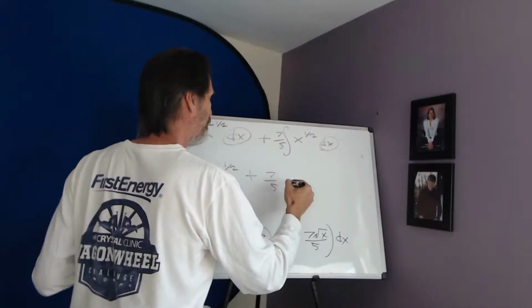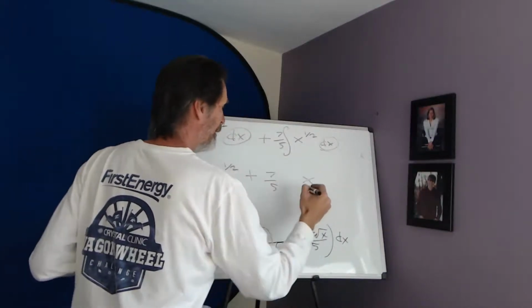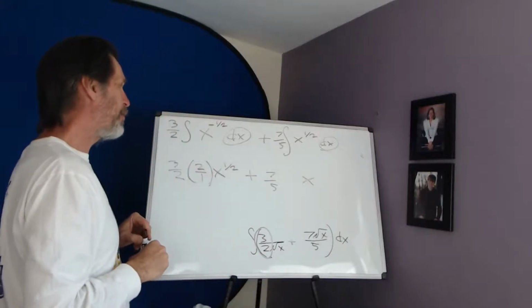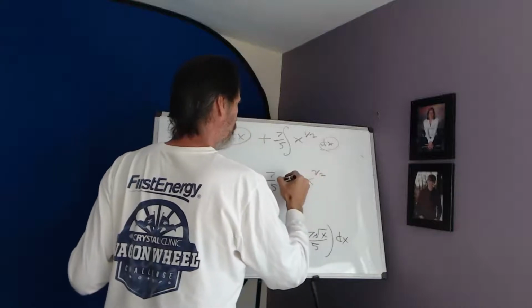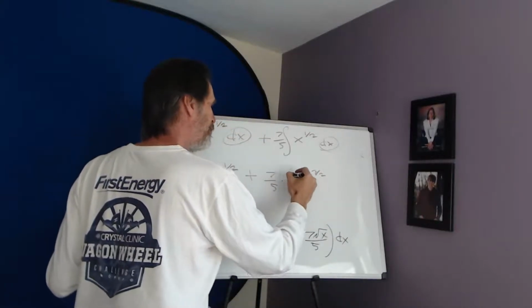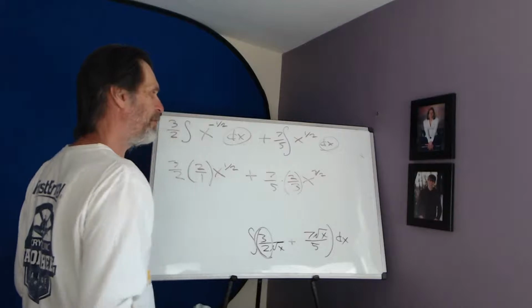Keep the 7, keep the 5. Keep the x, raise the power by 1. That now becomes positive 3/2. Multiplied by the reciprocal of that new power, 2/3.